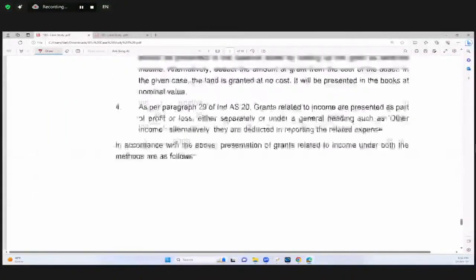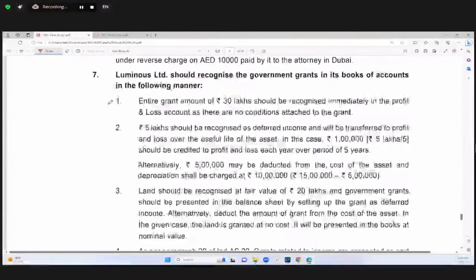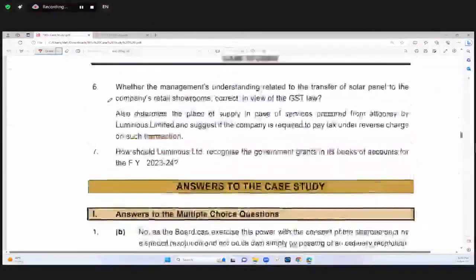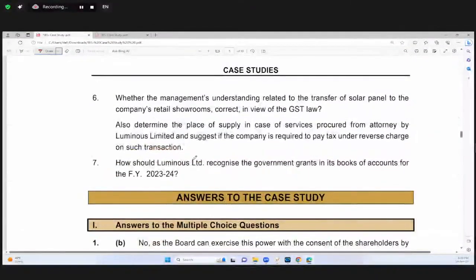Okay, students. This is the answer. This scenario is related to your question number 7. I'll just show the question first. How should Luminous Limited recognize the government grants in its books of accounts for financial year 2023-24?